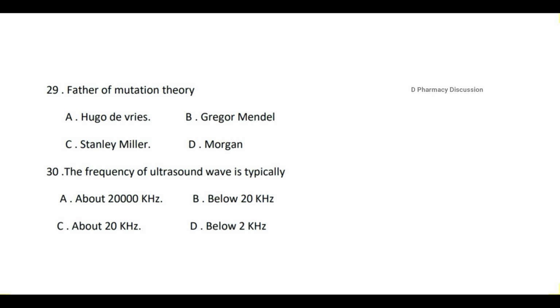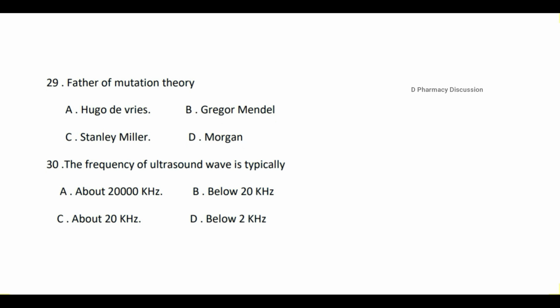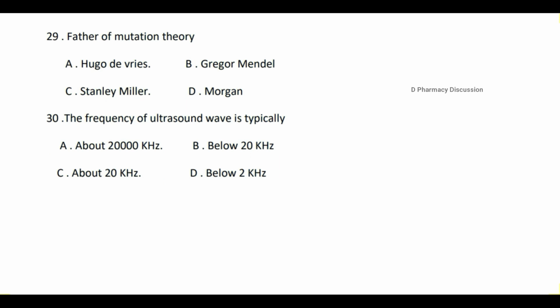Question number 30. The frequency of ultrasound wave is typically. Options are A, above 20,000 kHz, B, below 20 kHz, C, above 20 kHz, D, below 2 kHz. Correct answer is option C, above 20 kHz.